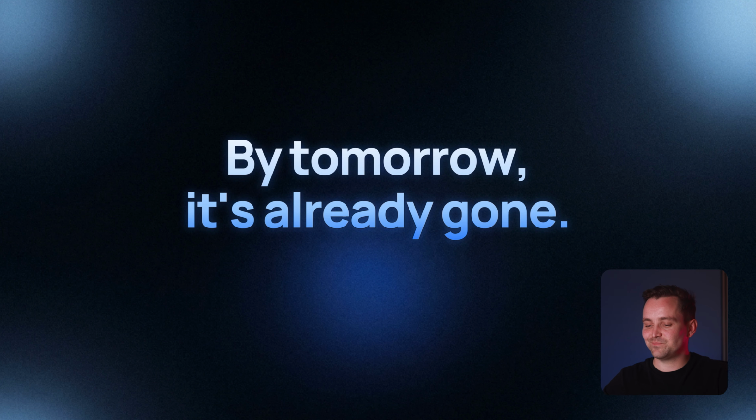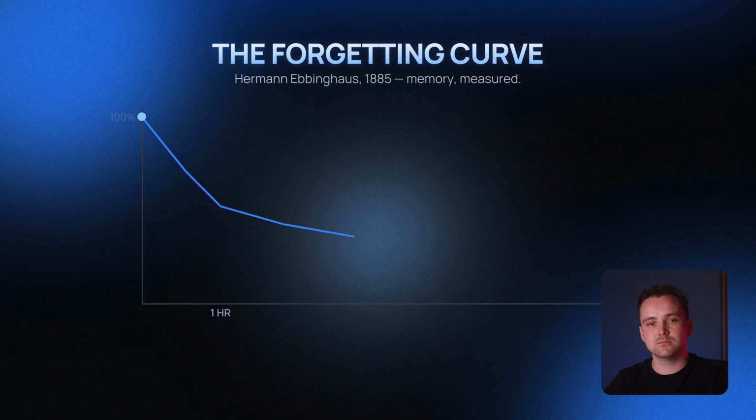You just learned something. By this time tomorrow, most of it will already be gone. In the 1880s, Hermann Ebbinghaus measured exactly how fast we forget. He called it the forgetting curve. Well, that was pretty good. Let's check out Fable now.